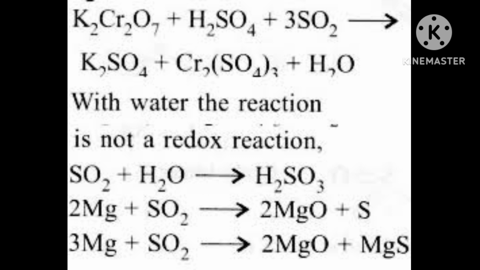Second reduction reaction: MnO4 plus 4H plus plus 3 electrons, this is also reduction, you will get MnO2 plus 2H2O. In this process the reduction potential value is plus 1.69 volt, more than the first one. The first one was 0.56, now it is 1.69 volt.